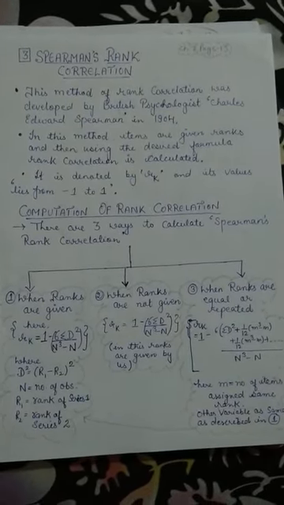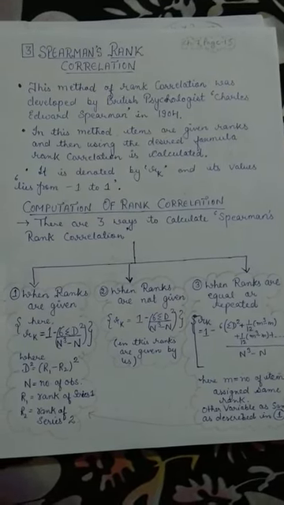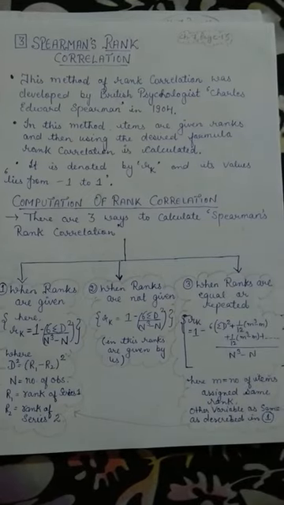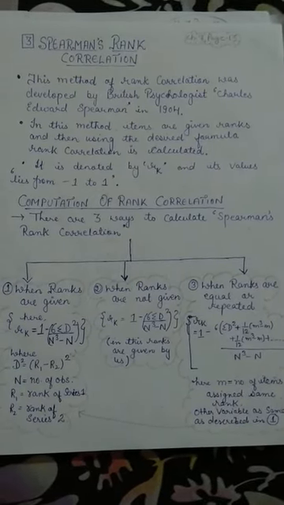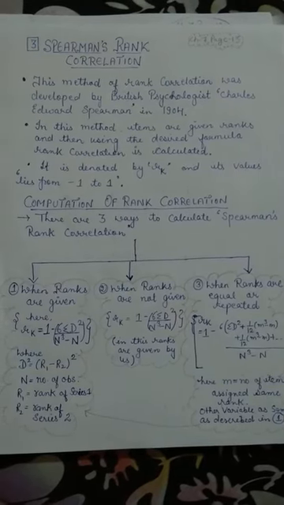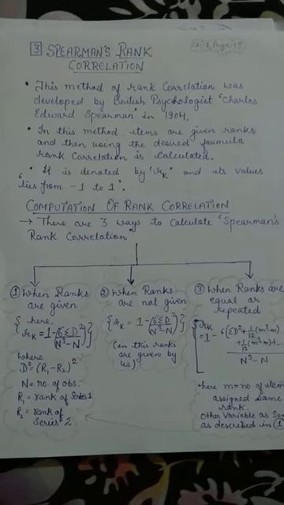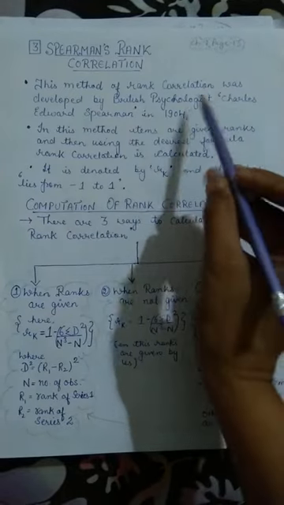Children, as you know, we are doing our chapter number 7, that is measures of correlation, and in this chapter today we are on the third method of calculating coefficient of correlation, that is Spearman's rank correlation. So before going into much detail about the formulas and how to find it, first of all I would like to tell you some theoretical parts about this.